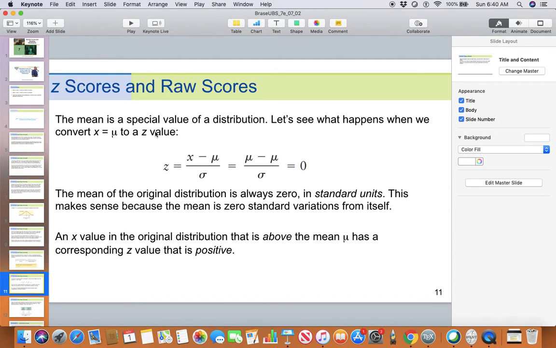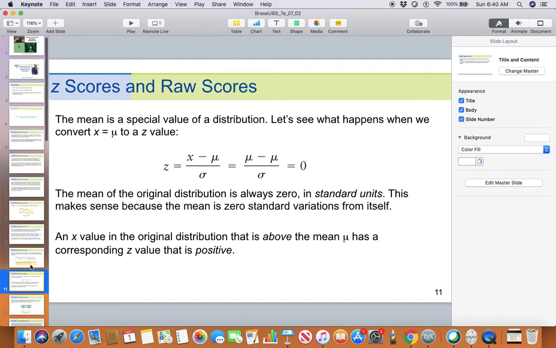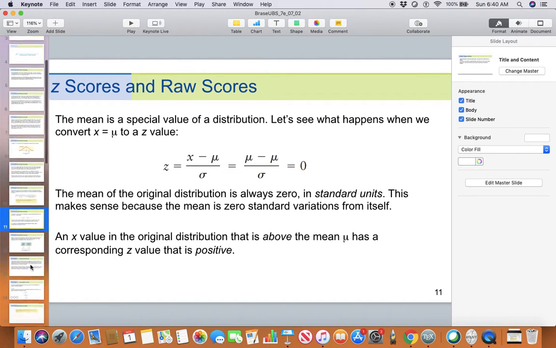All right. The mean is a special value of a distribution. What happens when x is mu? If I plug in x equals mu, I get mu minus mu, 0, over sigma. Any 0 over anything non-zero, the answer is 0. Okay. So the mean of the original distribution is always 0 in standard units. This makes sense because the mean is 0 standard deviations from itself.